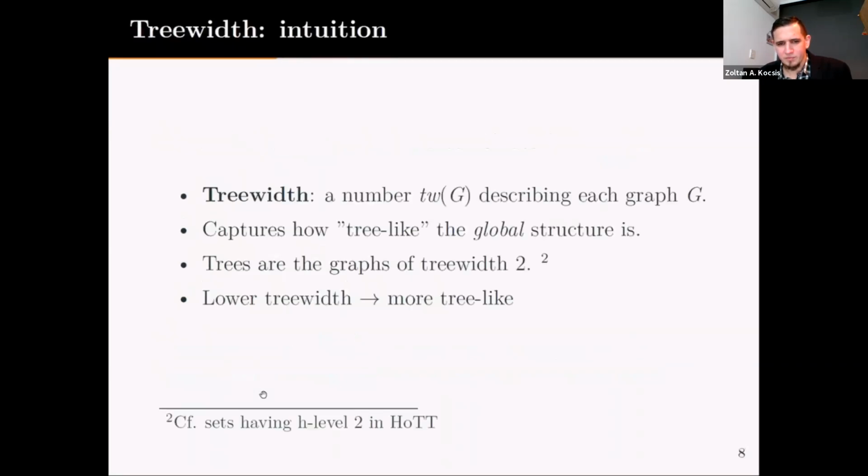Anyway, I'm going to take such graphs, and I will associate a number, TW of G, the Treewidth of G, describing such graphs. And this number is meant to capture how tree-like the global structure of the graph is. How close the global structure of the graph is to being a structure of a tree. Accordingly, trees themselves will have Treewidth 2. And the higher this number, the Treewidth, the less tree-like the global structure is.